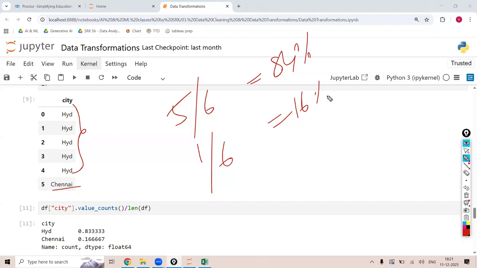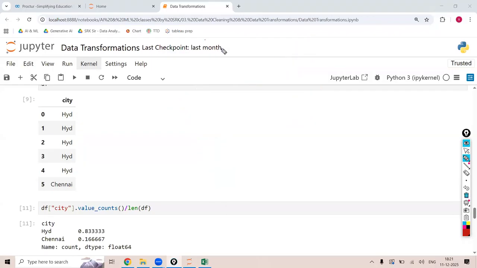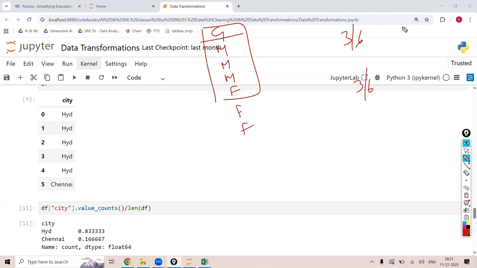Sir, what is meant by a high percentage, sir? When only one category has more than 50% of the data compared to the other categories. Okay, sir, now I'll ask a silly question. Take gender. In the gender, 3 males are there, 3 females are there. The males' percentage is 3 by 6, and females also 3 by 6, which is 0.5 and 0.5. Both are the same. So when both are the same, don't apply probability encoding.